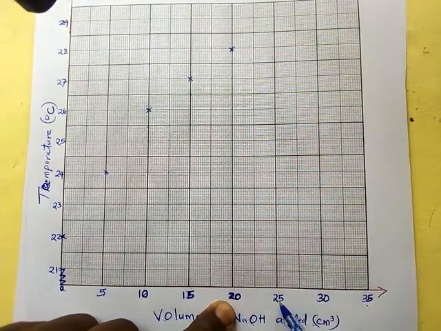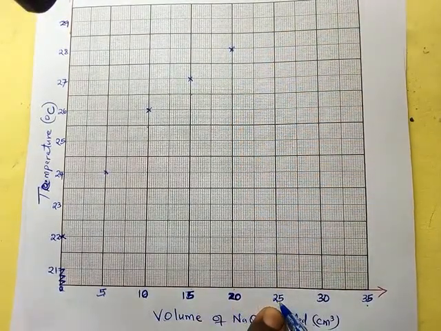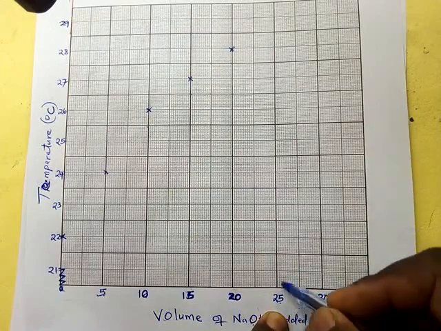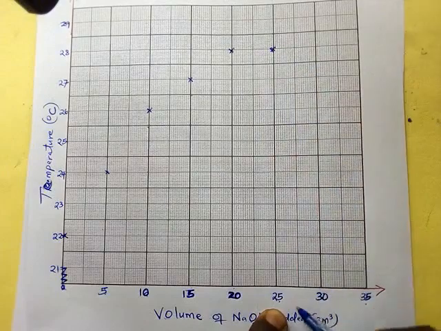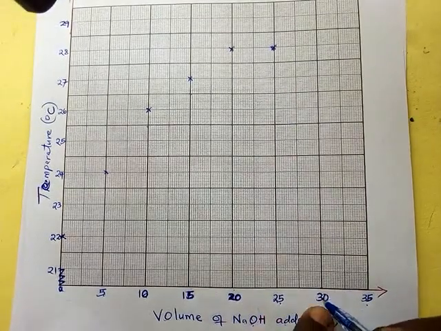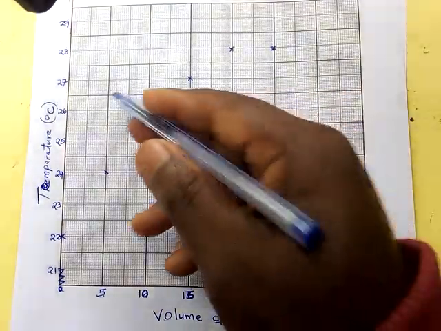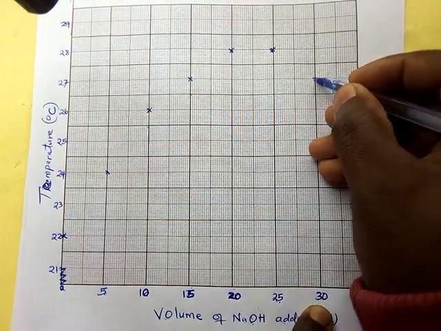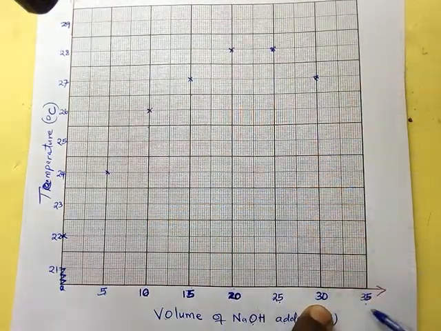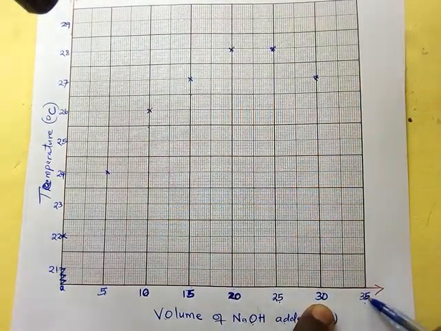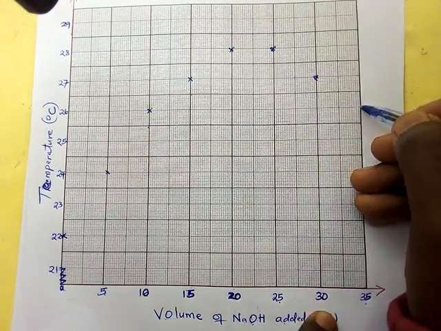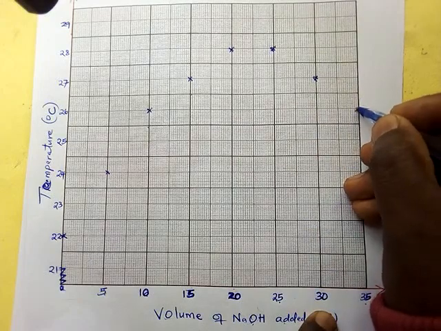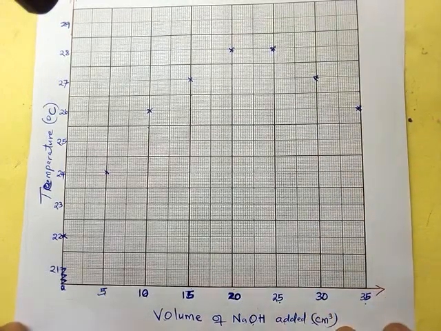When the volume is 25, the temperature remains 28. When the volume is 30, the temperature decreases to 27. This is 27 here. And then when the volume is 35, the temperature decreases to 26 here. So that is our graph.